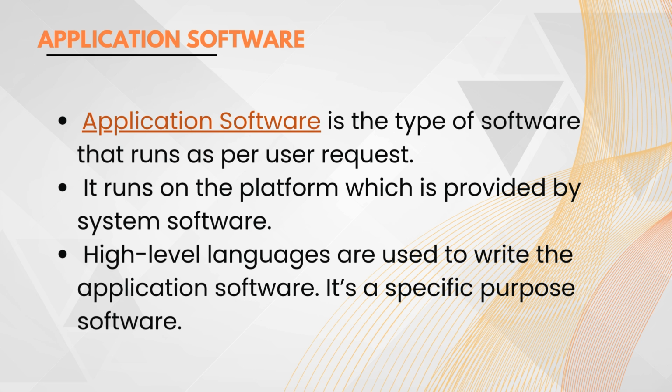Application software. Application software is the type of software that runs as per user request. It runs on the platform which is provided by system software. High level languages are used to write the application software. It is a specific purpose software.